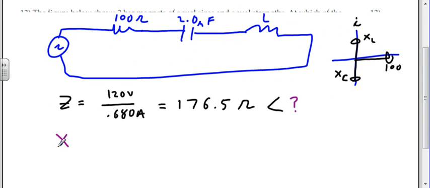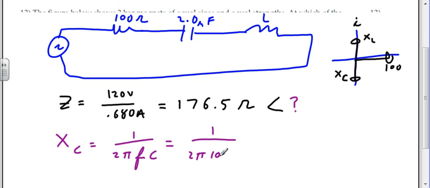All right, but what else do I know? I know X of C: 1 over 2 pi f C, 1 over 2 pi times 1,000 times 2.0 microfarads. I do know that angle, minus 90. So I got that guy down. So 1 divided by 2 divided by pi divided by 1,000 divided by 2E minus 6 is 79.6 ohms.